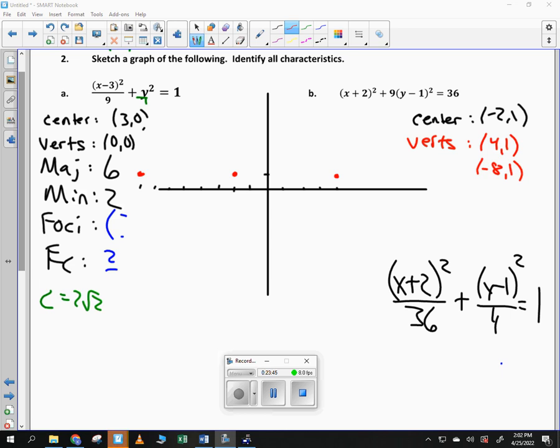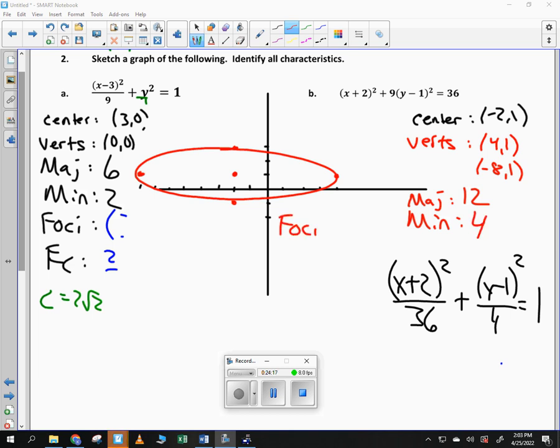How many units do I go in the y direction? 2 units in the y direction, because the y value is being divided by 4. So if I go 2 units up, I'm there, and 2 units down, I'm here. I can now sketch my graph. So it looks like the length of the major axis is 12 units. The length of the minor axis is 4.